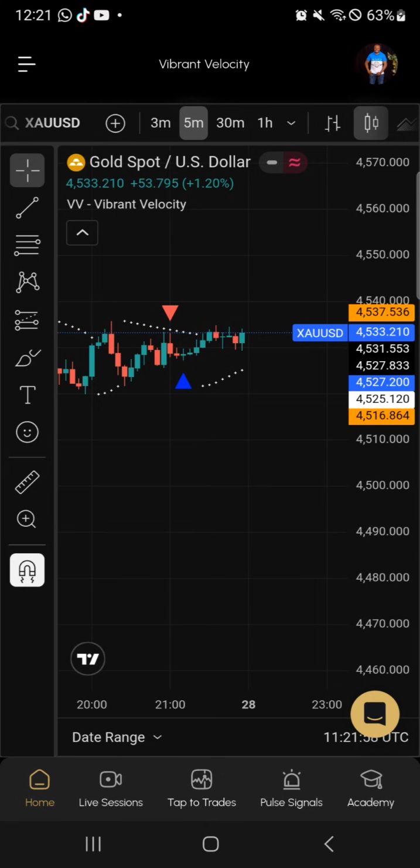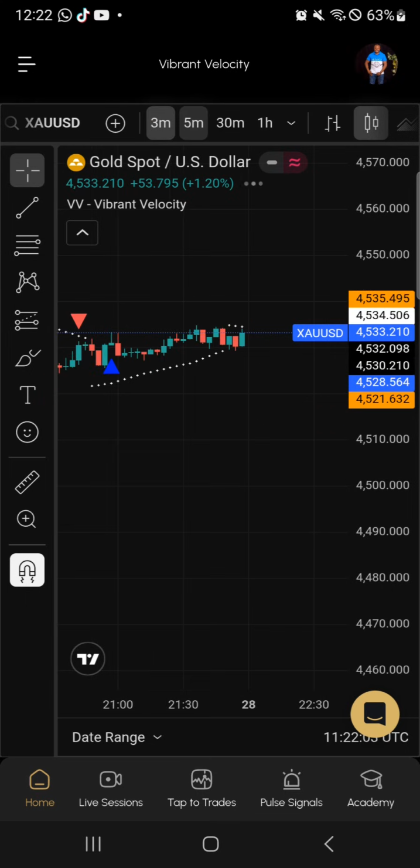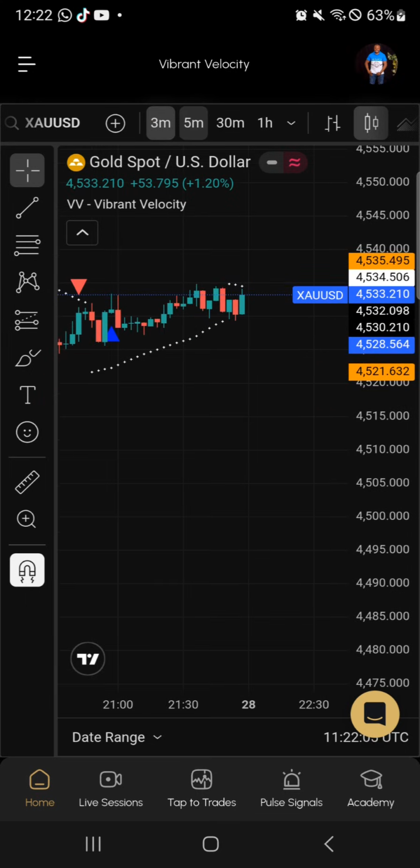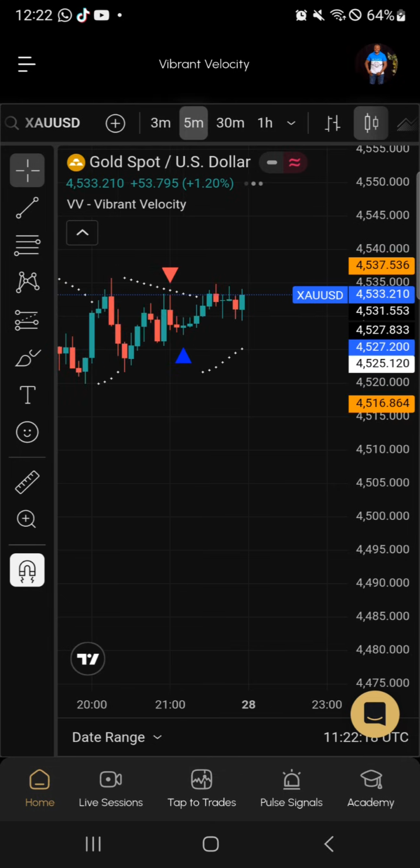And once you are in that buy, you can monitor your trade until you see the caution signal on top of the candle from 3 minutes. Once you see the caution signal on top of the candle, which is either a red diamond, red triangle or dots, you want to take your profits. Or if you see it in the 5 minutes, you can also take your profit.